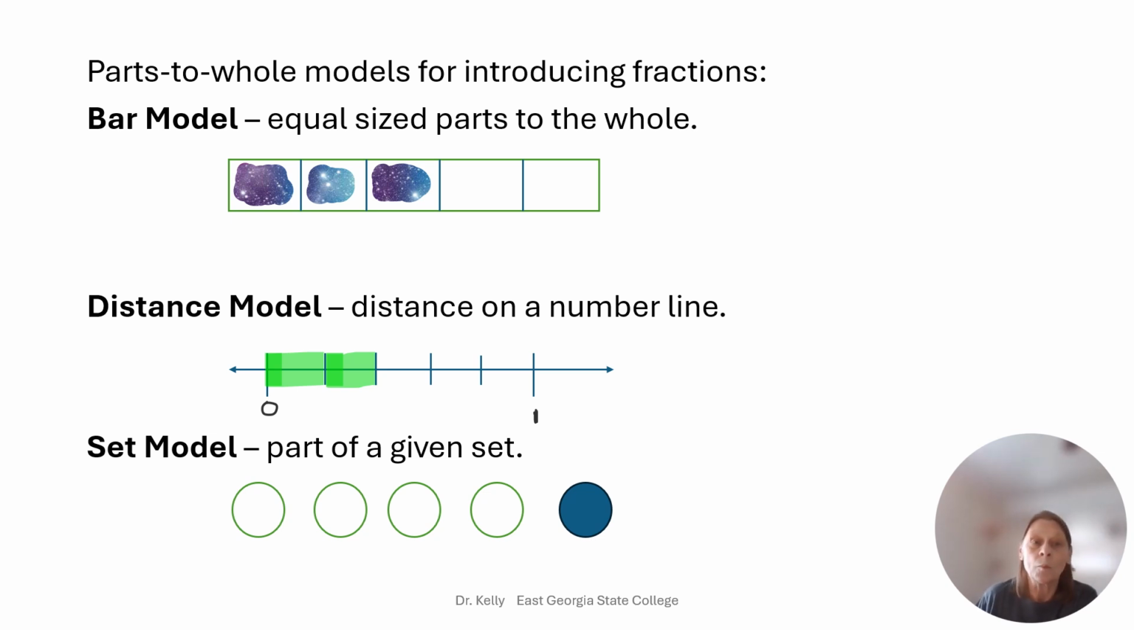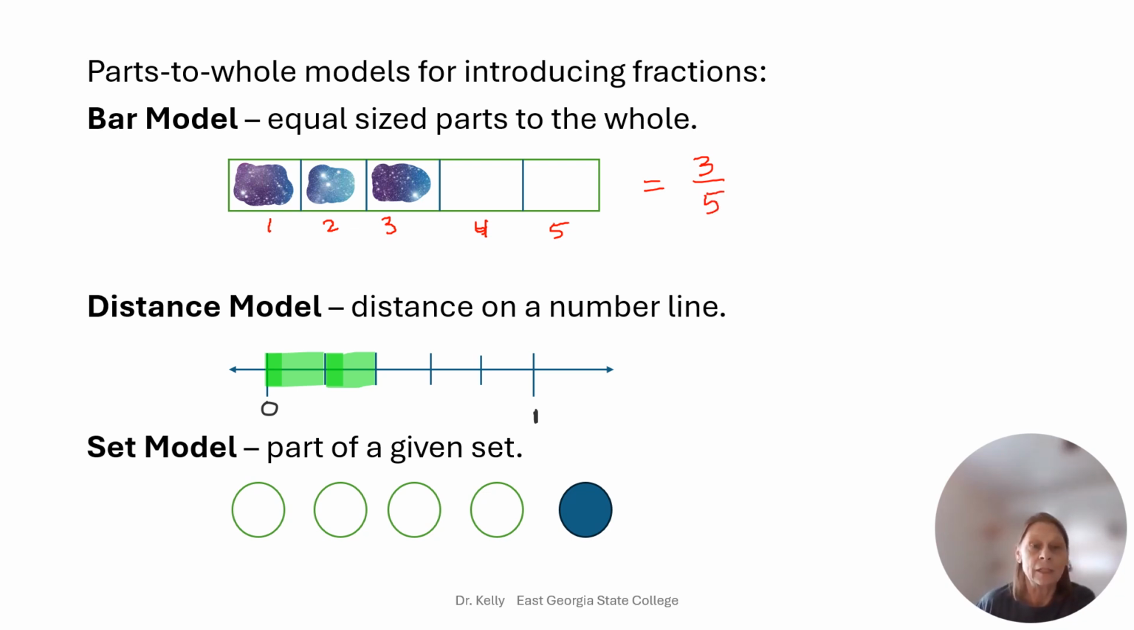The part-to-whole model is really the main idea as far as introducing fractions, and I have demonstrated that in 3 different kinds of models here. The first one is the bar model, where you draw out a bar that is separated into the number of wholes. If we look at this particular problem, this is demonstrating 3. So we have 1, 2, 3 out of 5. So this fraction is 3 of 5.